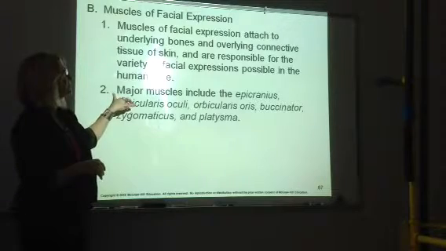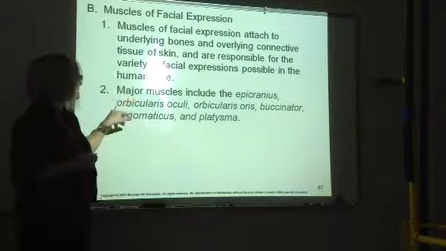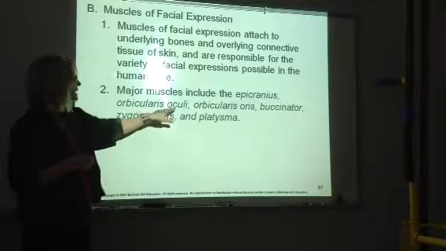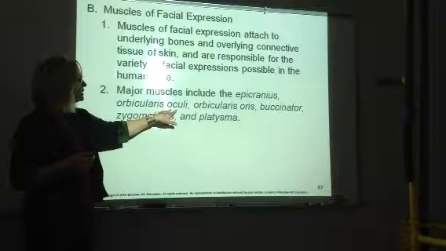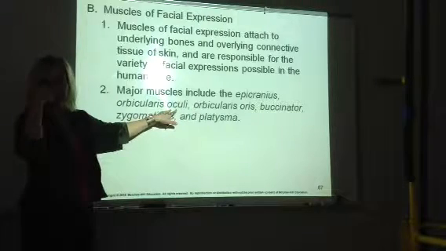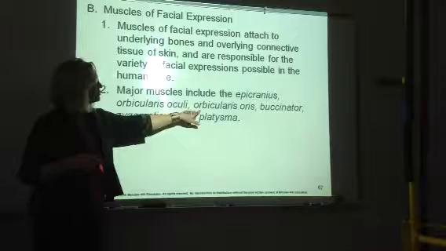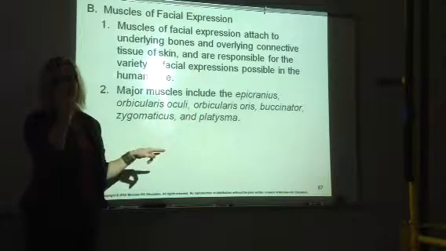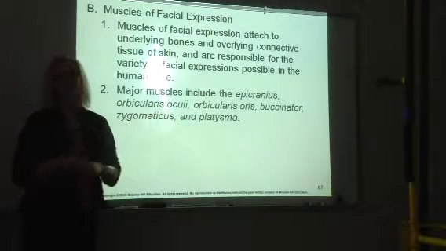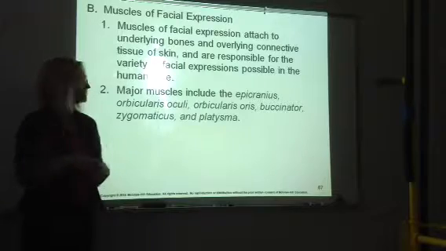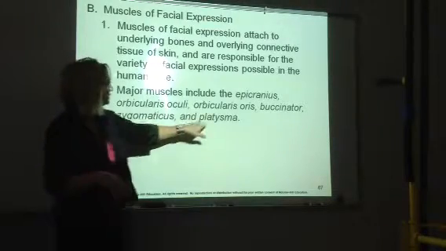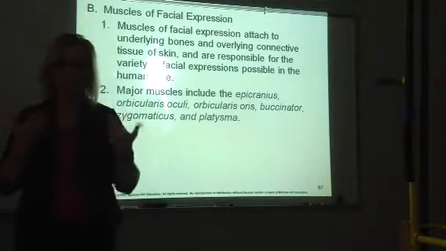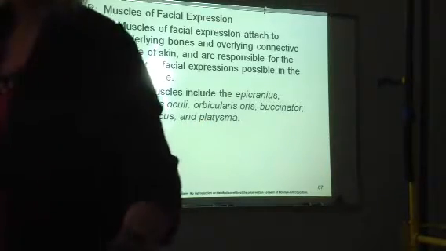Major muscles will include your epicranius, orbicularis oculi. Orbicularis deals with circular. So oculi is going to deal with your eyes, circular muscle around your eyes. Orbicularis oris is going to be around your mouth. Buccinator, often called your spitting muscle. Zygomaticus is your smiling muscle, and platysma is kind of your frowning muscle.